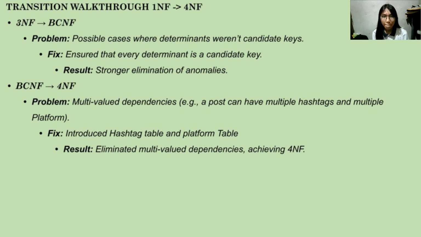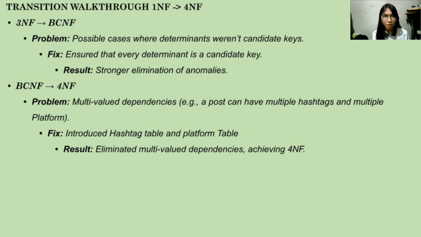And last, BCNF to 4NF. Problem: multi-valued dependencies, for example, a post can have multiple hashtags and multiple platforms. To fix this, introduce a hashtag table and a platform table. The result would be eliminated multi-valued dependencies, achieving 4NF.